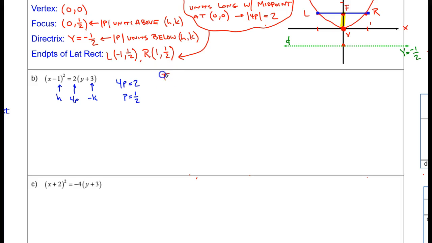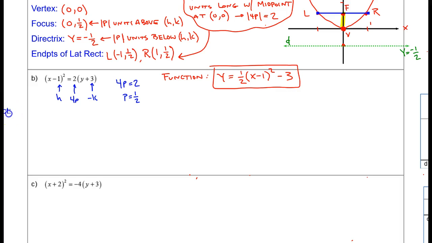So I'll go ahead and quickly rewrite this as a function. First thing I'm going to do is start with y equals, and then I have the quantity x minus 1 squared. Well, to get the y by itself, I'm going to have to divide by 2 or multiply both sides by 1/2. And then that would leave me with a y plus 3 on the right-hand side, so I better subtract 3 there. I've rewritten the equation as a function.